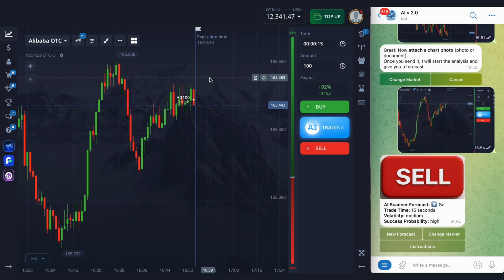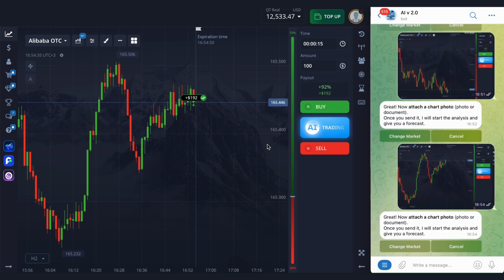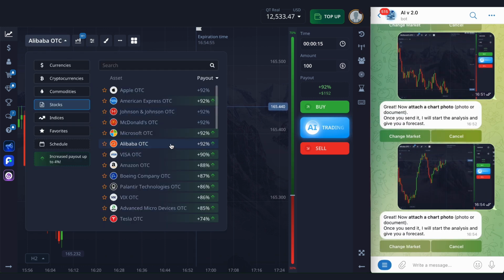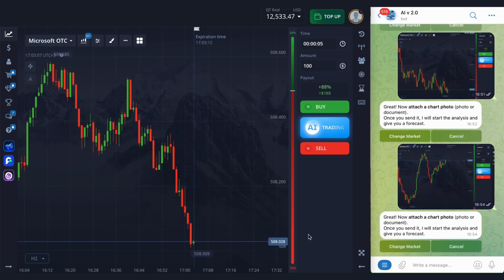We have 4 seconds left on the timer, 3 seconds, 2 seconds, 1, and here we go. Nice and smooth, people. It is another win for us. 6 trades secure. Let's go ahead and hit the market with one more trade to make it 7 positions today. Microsoft OTC, ladies and gentlemen, that's gonna be our next trade.